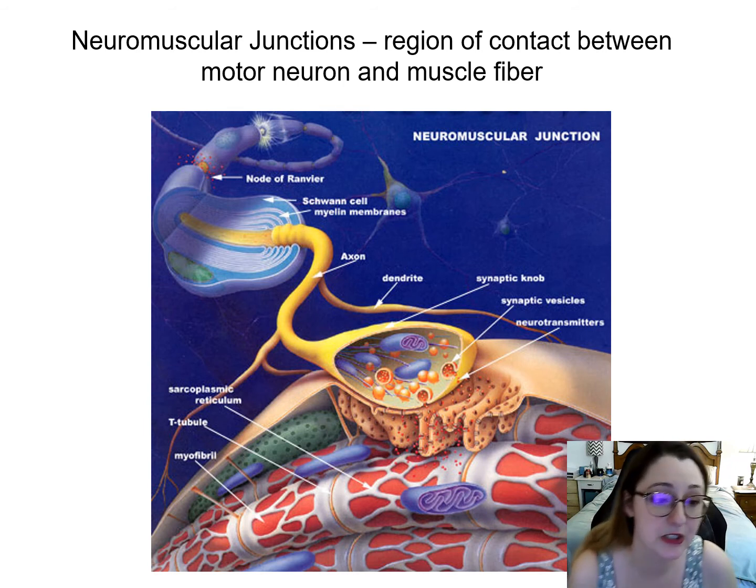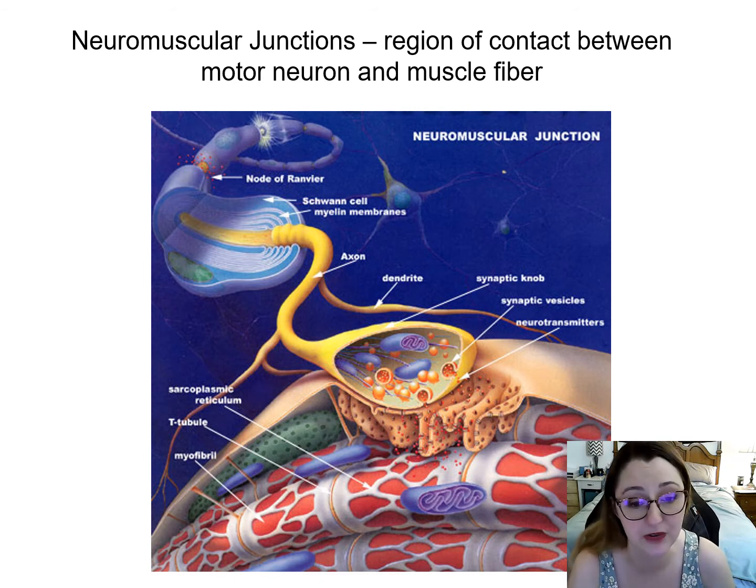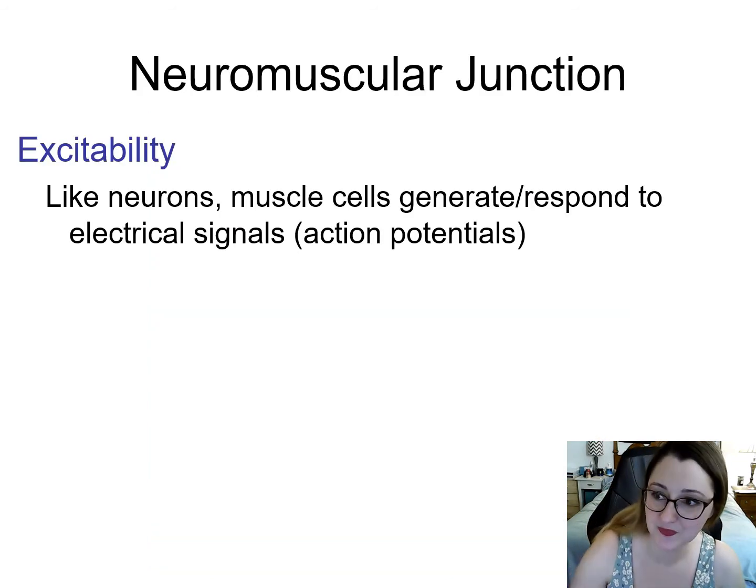So next up, we're going to talk a little bit about the neuromuscular junction. This is the region of contact between the motor neuron and muscle fibers. So we are going to talk about the nervous system, I believe, in the next lecture. So this is a good sort of warm-up for us, if you will.